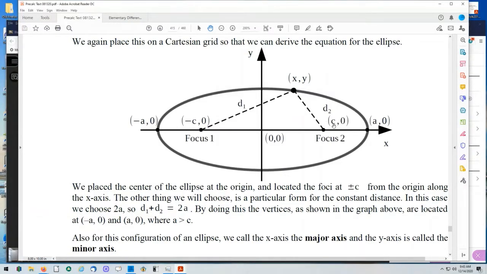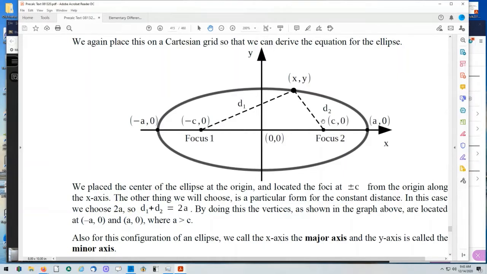So we'll say this focus over here is at negative c comma 0. This focus over here is positive c comma 0. There's a symmetry in this. And I'm going to say that where the ellipse crosses the x-axis on the left-hand side, we'll call that at x equals negative a, and obviously y is 0 because it's an x-intercept. And the other x-intercept is at positive a comma 0. So we give these names over here.